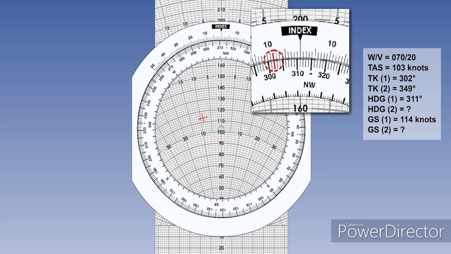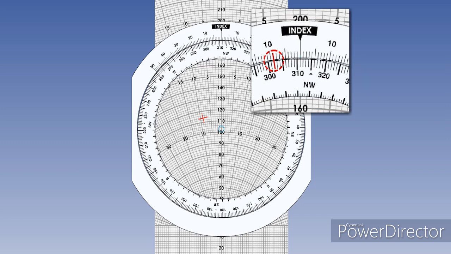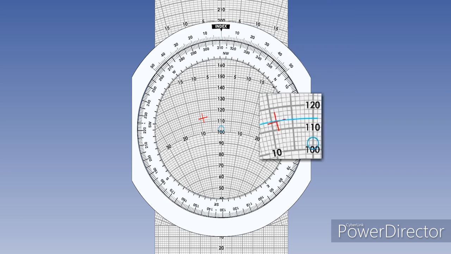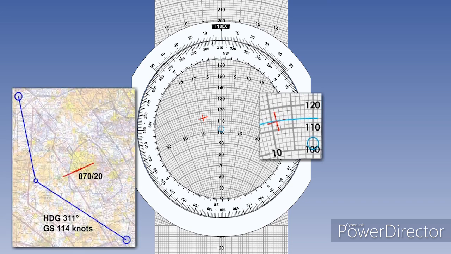Note that our track of 302 degrees appears under the 9 degrees port drift mark on the top scale. This confirms that the drift we are applying is correct. Read off the ground speed of 114 knots from the speed arc which cuts under the wind mark. We've now calculated our heading and ground speed for the leg Oxford to Ludlow. Of course, you'll apply the local magnetic variation to find the heading to steer on your compass or direction indicator.